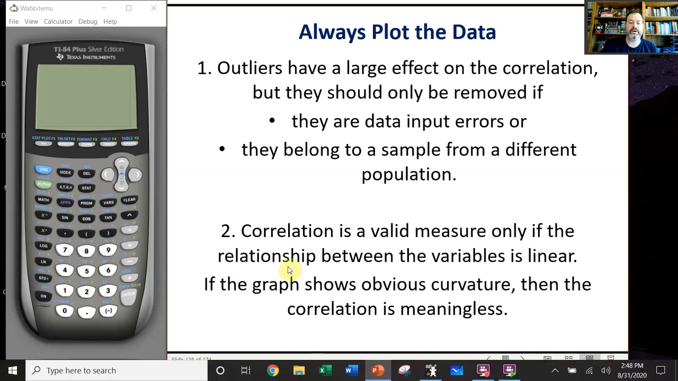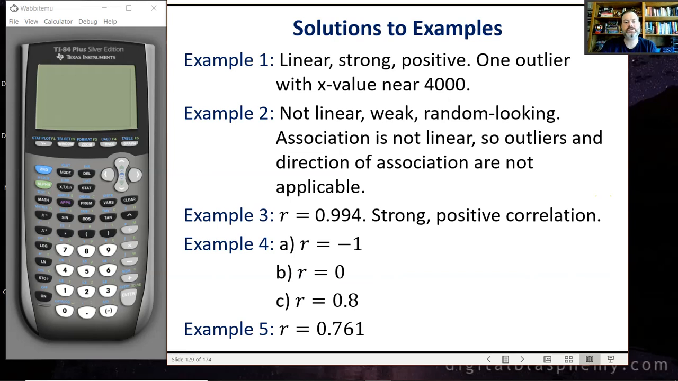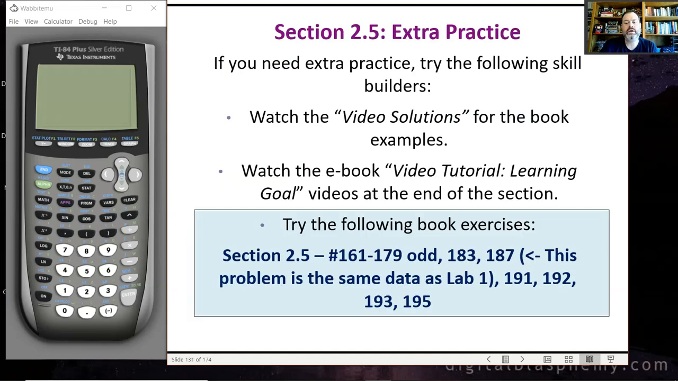And last thing here, correlation is a valid measure only if the relationship between the variables is linear. If the graph shows obvious curvature, the correlation is meaningless. So I talked about that before, but there it is. You've got to plot the data to look for outliers and curvature. So here are the solutions. We went over all this stuff, obviously. And here's the important information from the section. And of course, if you need extra practice, here's some extra practice.